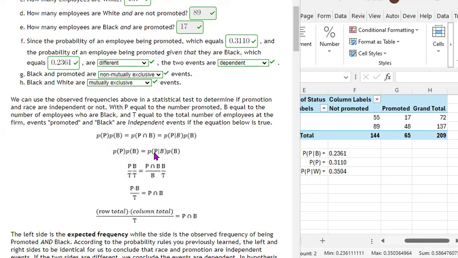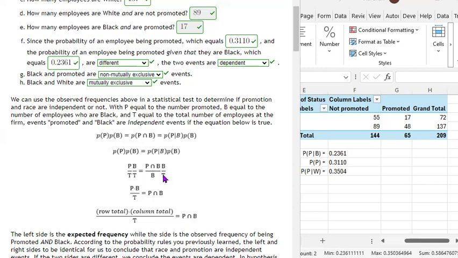The probability of promotion given black, so this is the number promoted and the number black, divided by black employees considered for promotion, right? So I can calculate this using these frequencies. And then this right here is the probability of black, right? The total number of black employees considered for promotion divided by the overall total. Now, notice that these two numbers cancel here.